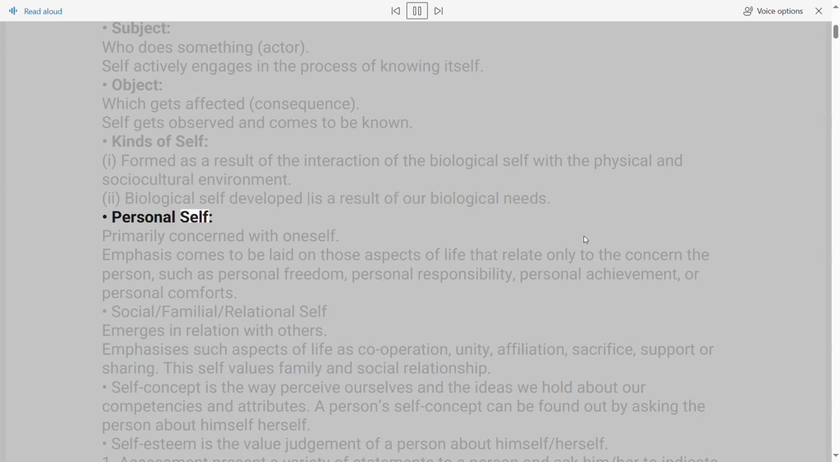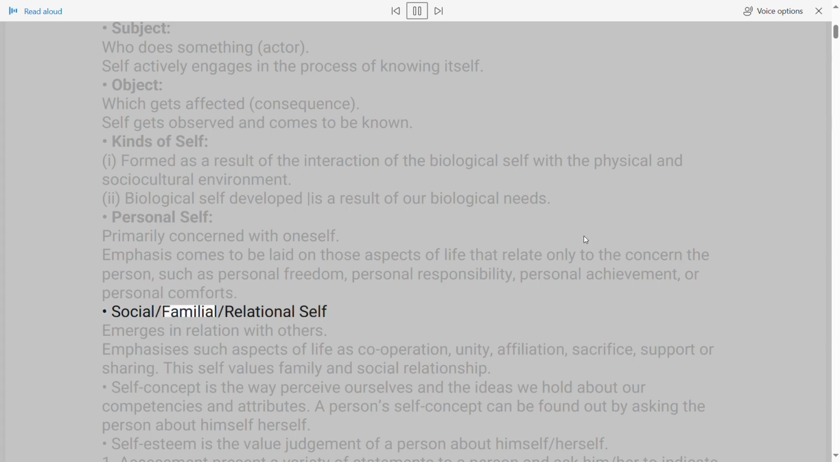Personal self, primarily concerned with oneself. Emphasis comes to be laid on those aspects of life that concern only the person, such as personal freedom, personal responsibility, personal achievement, or personal comforts.